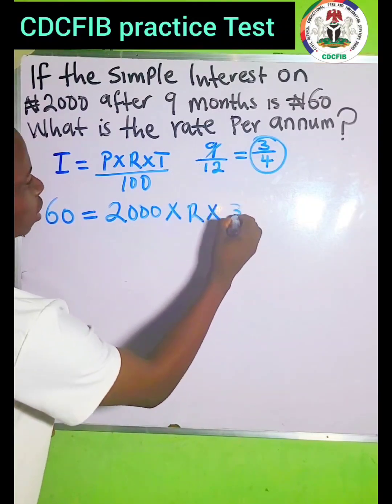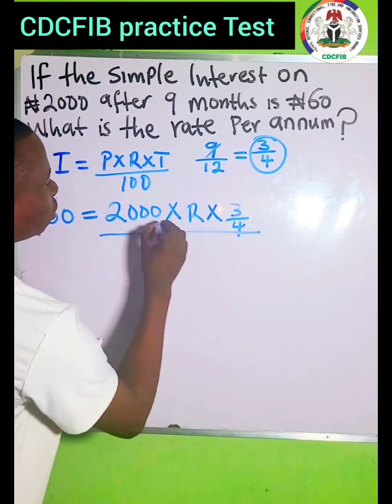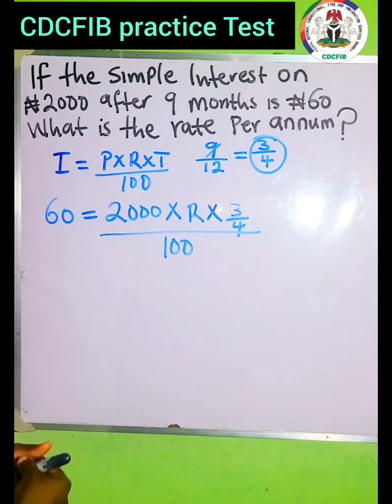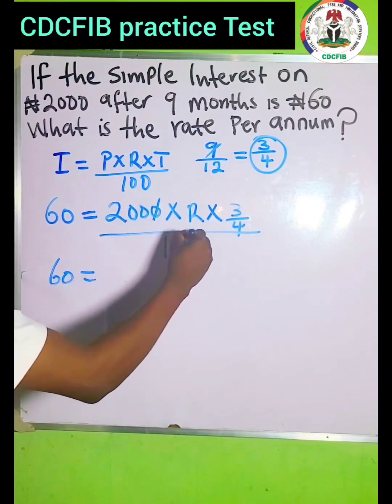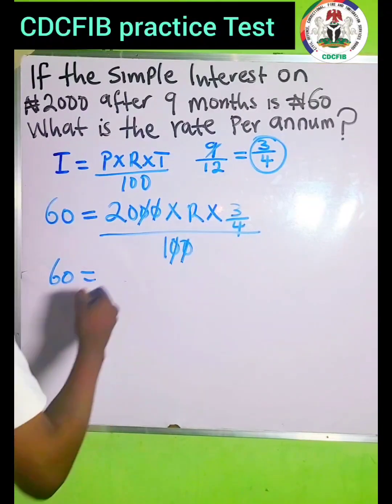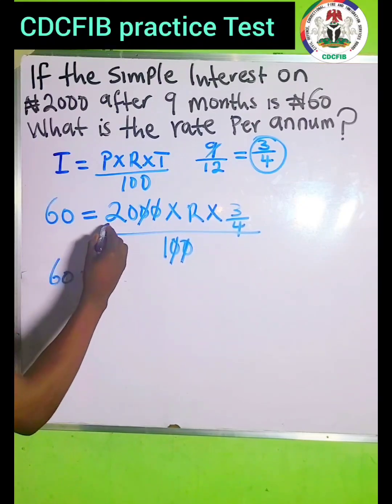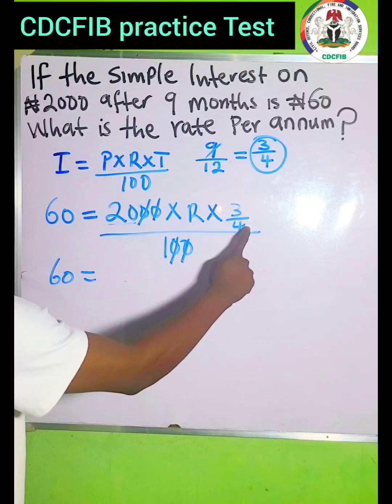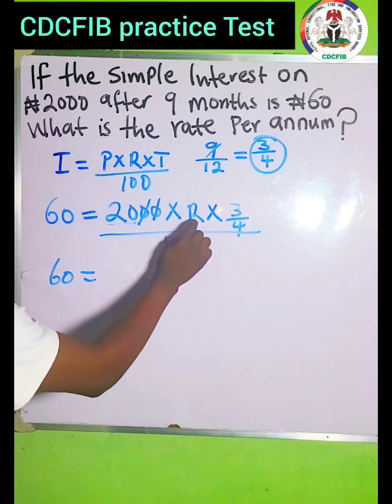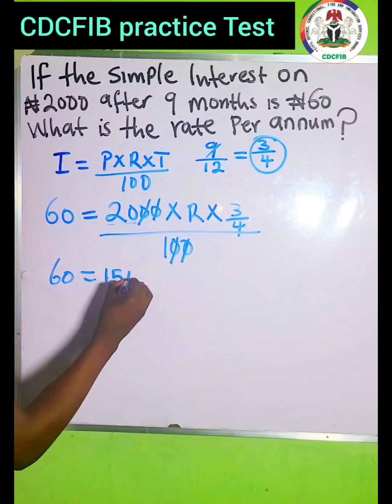So here we're going to replace with 3/4, then everything over 100. Now we're going to simplify further to get the value of R. On the left hand side is 60, which is going to be equal to, this 0 is going to cancel this 0, 0 is going to cancel this 0. We are left with 20 here. And this 20 multiplied by 3 is going to be 60. 60 divided by 4 is going to be 15. Then 15 multiplied by the rate is going to be 15 rate.